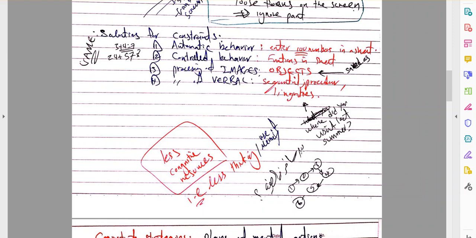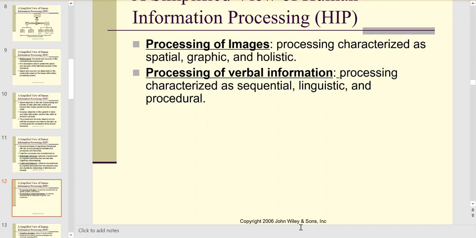It is very easy for me to say, but the point here is that when I retrieve it, it will be retrieved as a sequence of activities. So that's why, when processing verbal information, it will be processed as a sequence of activities. This again results in less utilization of cognitive resources, less thinking, less use of memory. So we have four solutions for these constraints. Hopefully it is easy with this.